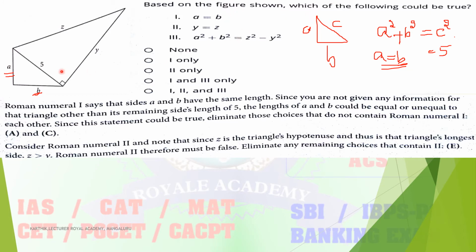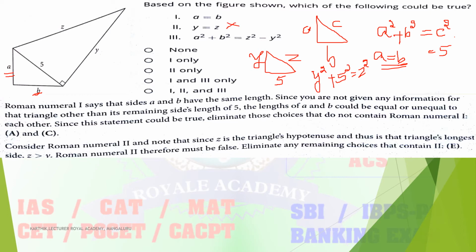Next, go for the second one: y is equal to z. Based on the Pythagoras theorem, what is the second right angle triangle? One side is y, the second is 5, and the third is z. So y square plus 5 square is equal to z square.